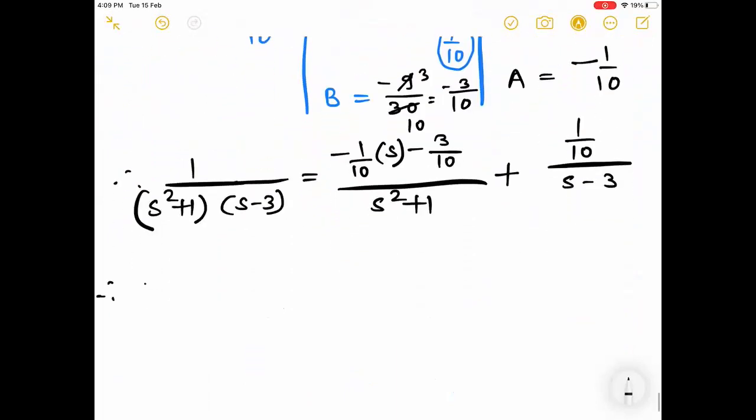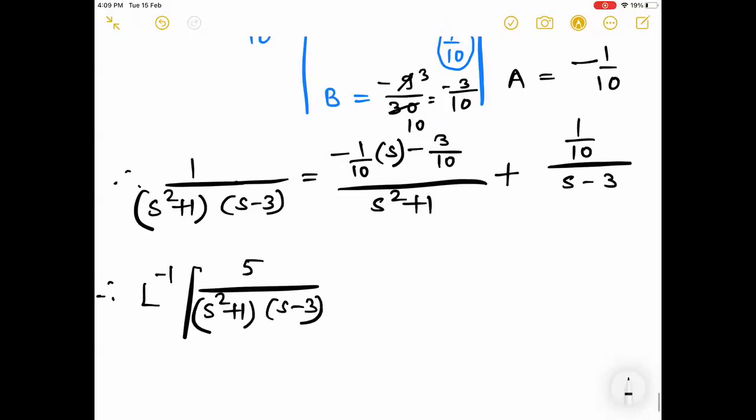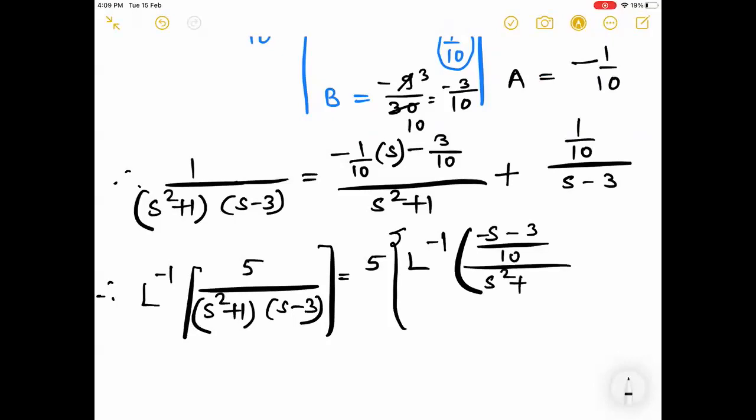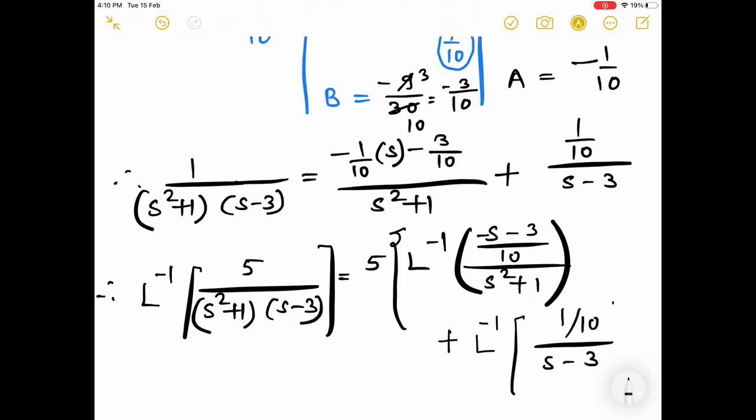Therefore, L inverse of 5 upon (s square plus 1) into (s minus 3) equals 5, which I keep outside, times L inverse of the curly bracket: minus (s minus 3) upon 10 divided by s square plus 1, and the second term plus L inverse of 1 upon 10 upon s minus 3.